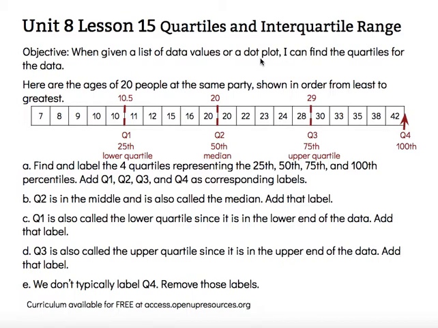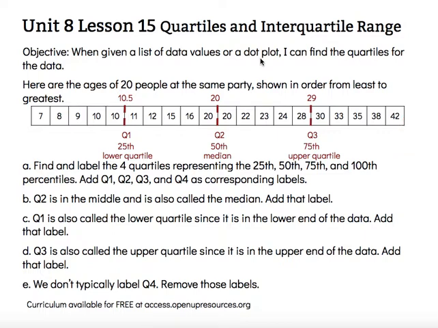Even though we call it quartiles and we can split the data into 4 equal parts, we don't actually label Q4. We don't say this is the 4th quartile or the 100th percentile because it seems silly to talk about all of the data. We want to split it into quartiles so that we can talk about a portion of the data at a time. So we're going to actually remove those labels.